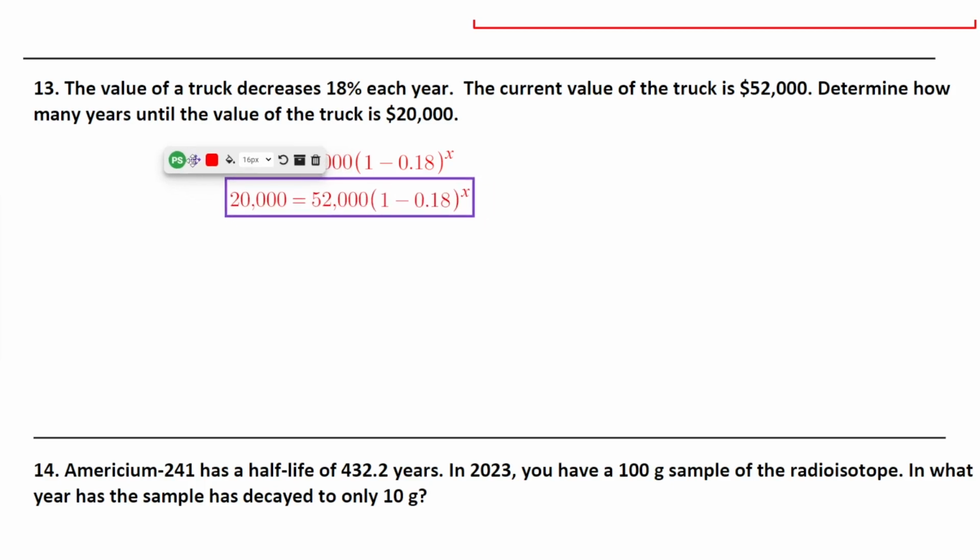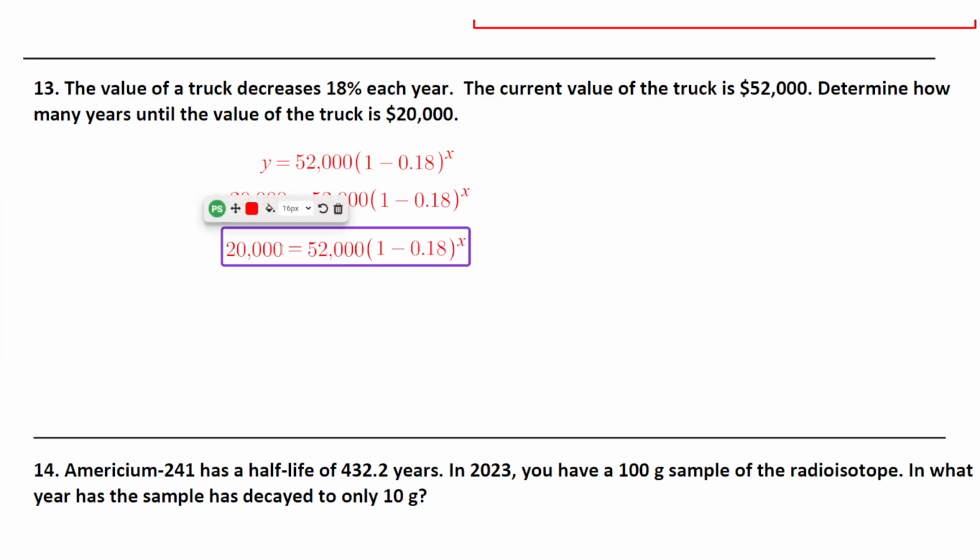And we're going to go ahead and solve this equation for x. So just like with the last problem, I'm going to do these two steps in one. I'm going to divide both sides by 52,000.